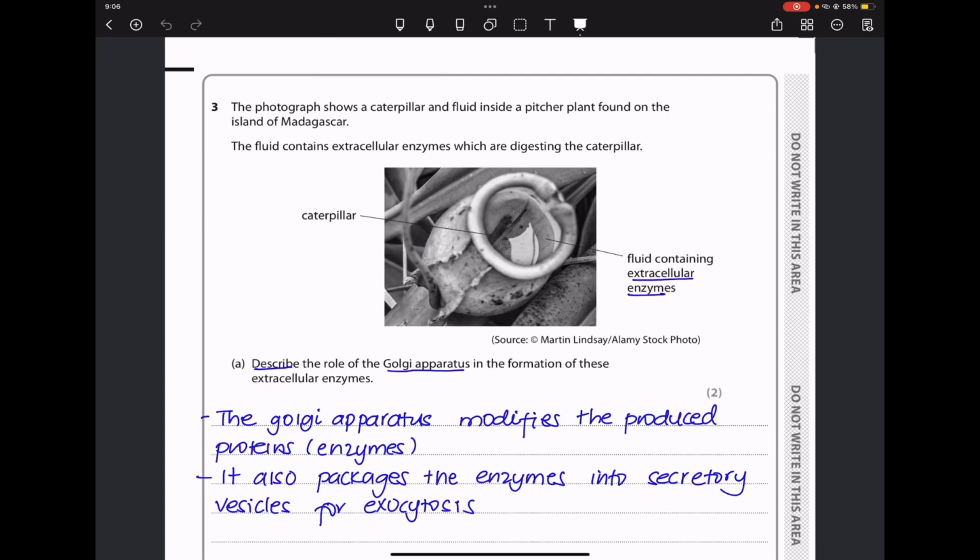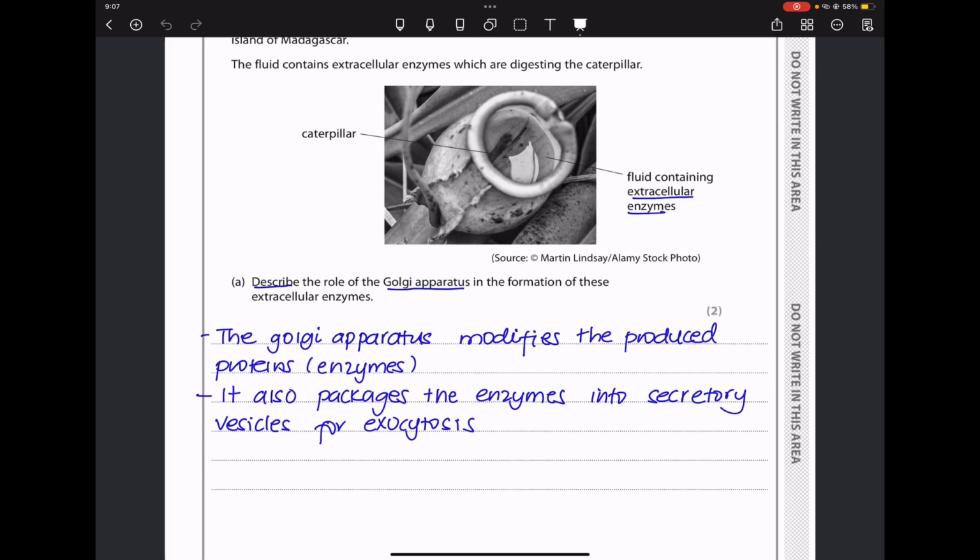Question 3. The photograph shows a caterpillar and fluid inside a pitcher plant found on the island of Madagascar. The fluid contains extracellular enzymes which are digesting the caterpillar. So this is the caterpillar inside, and then the extracellular enzymes that are carrying out digestion.